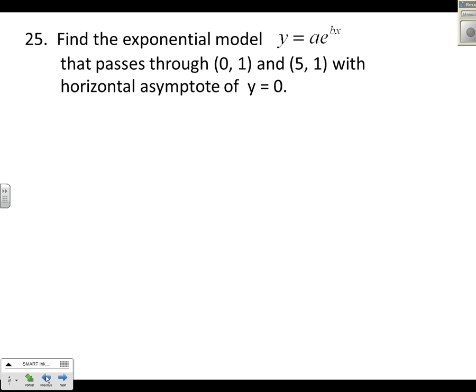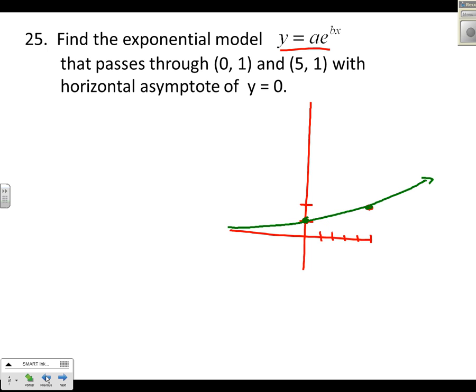Find the exponential model, same thing, a graph that passes through (0, 1) and (1, 5). So we got a point here, we got a point here, we got a graph, maybe I'll make that green, and we got a graph that looks like this. It has a horizontal asymptote at y equals 0. So we look something like this, exponential. Same exact problem. This is key.